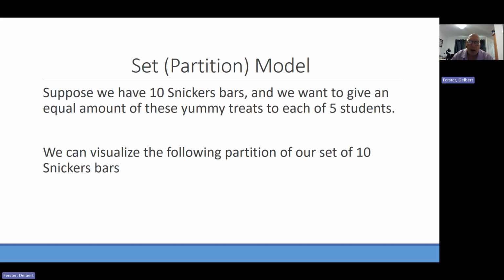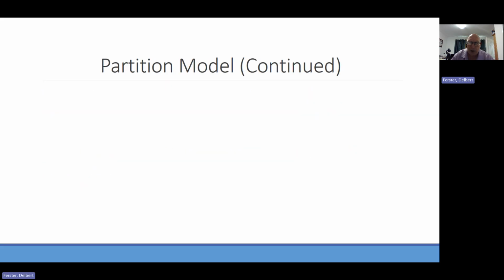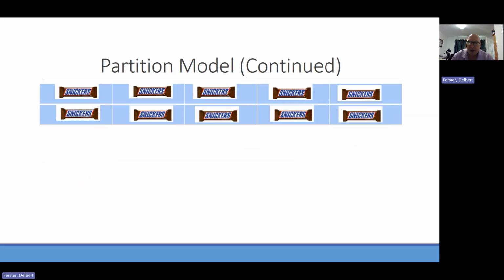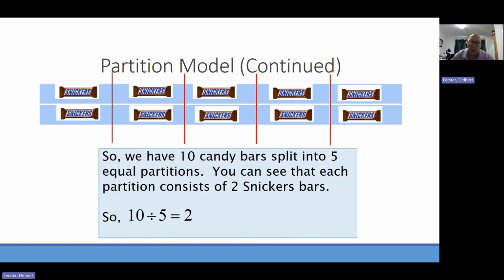So let's do the set part. You ready? You've got 10 Snickers bars, and somehow you've decided to share them with groups of 5 students, and you want to know how many each person will get. Here it comes visually. There are the 10 Snickers bars. There are the partitions, and you guessed that each kid's going to get 2 Snickers bars in his or her partition. So that's the partition model. It's pretty clean. I like it a lot.